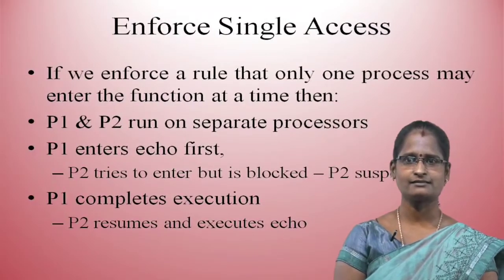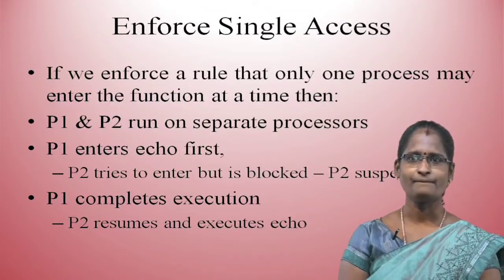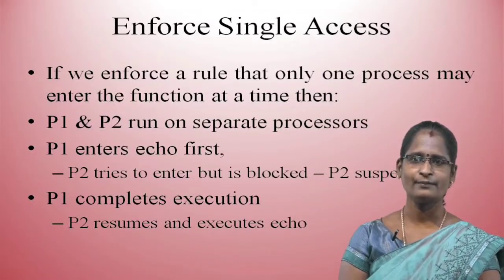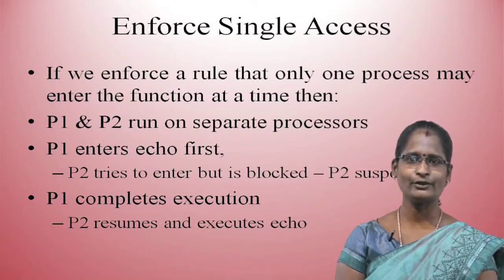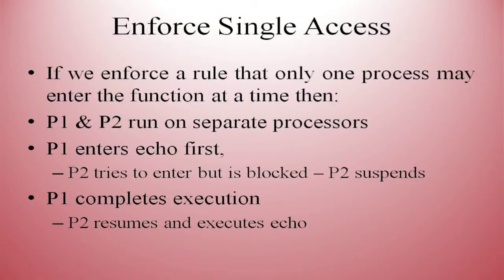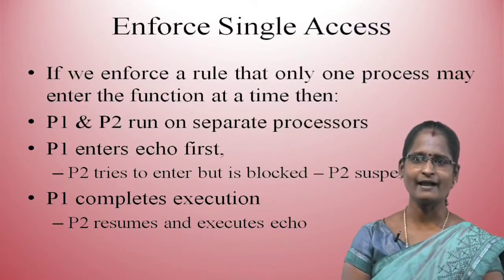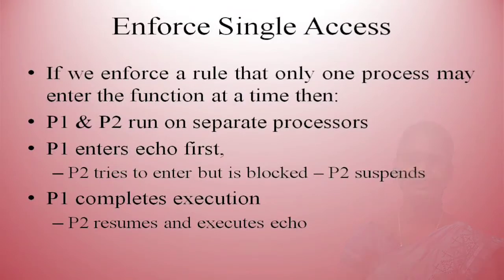Enforce single access. If we enforce a rule that only one process may enter the function at a time, then P1 and P2 run on separate processors. While P1 is inside the echo procedure, P2 invokes echo. Because P1 is still inside the echo procedure, P2 is blocked, awaiting the availability of the echo procedure. Then, at a later time, process P1 completes execution of echo, exits the procedure and continues executing. Immediately upon the exit of P1 from echo, P2 is resumed and begins executing the echo procedure.